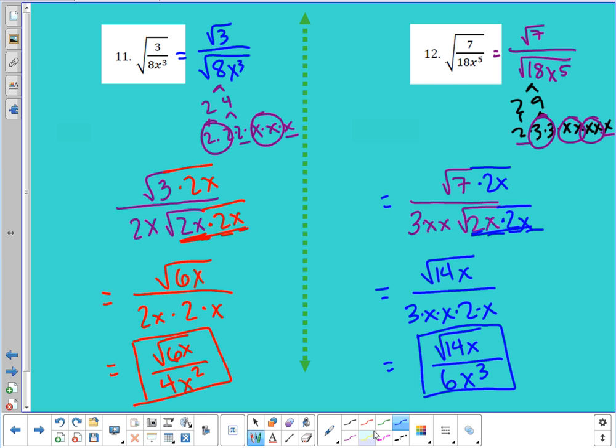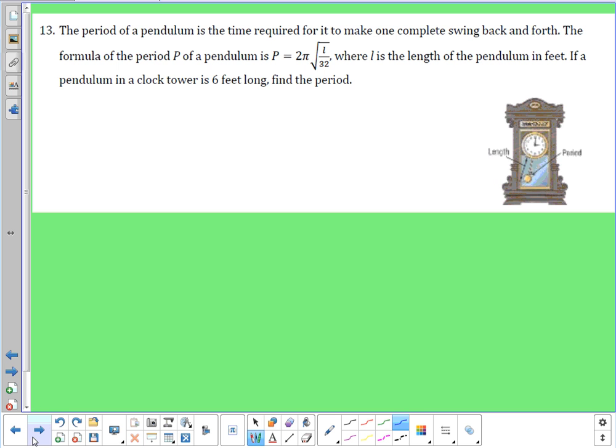It says the period of a pendulum is the time required for it to make one complete swing back and forth. The formula for the period P of the pendulum is P equals 2 pi times the square root of L over 32, where L is the length of the pendulum in feet. If a pendulum in a clock tower is 6 feet long, find the period of the pendulum. Okay, so I know that this is my L, which means I'm going to plug it in right there. So I have P is equal to 2 pi and then the square root of 6 over 32.